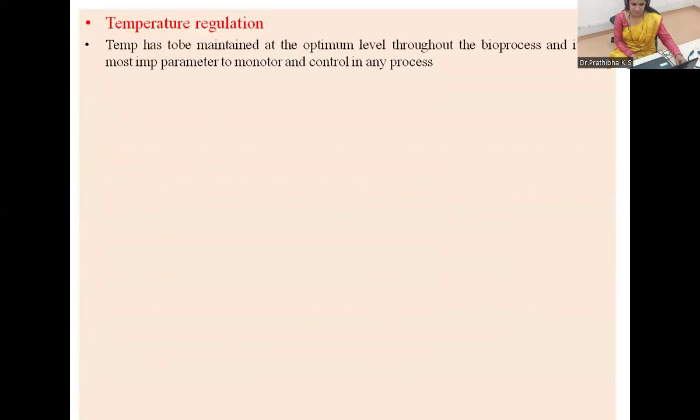Now let us focus on the temperature regulation, which is very, very important, because just as the pH will vary, even temperature will also vary due to so many reactions happening in the fermenter vessel. So temperature has to be maintained at the optimal level throughout the bioprocess, and it's the most important parameter to monitor and control in any process. This is very, very important.